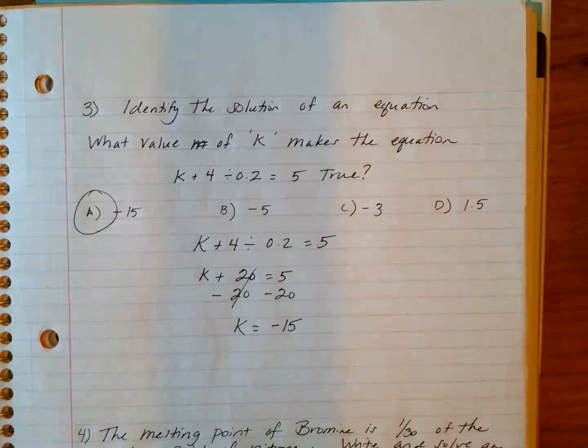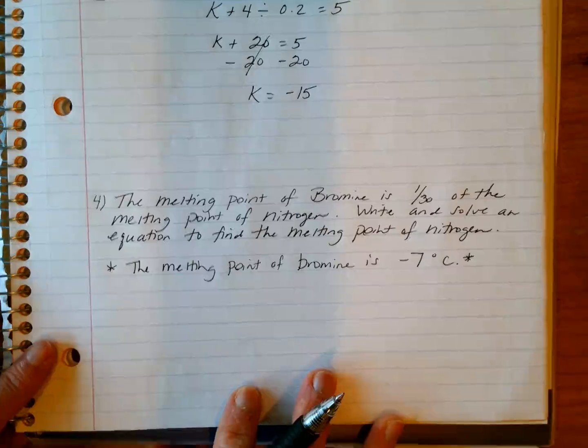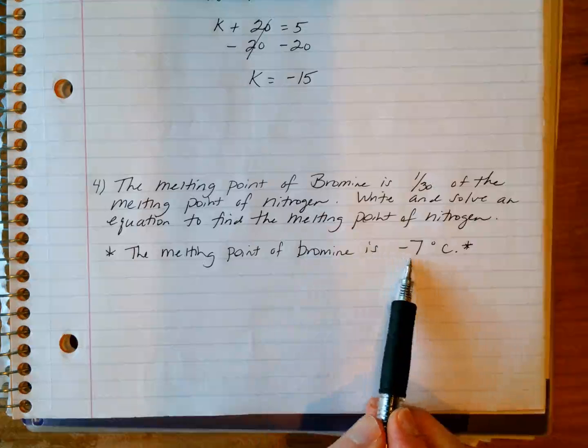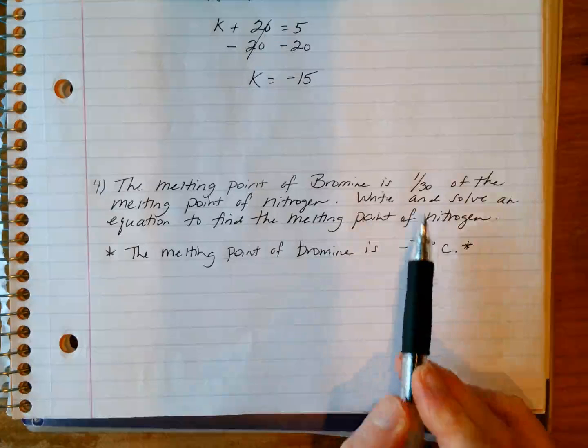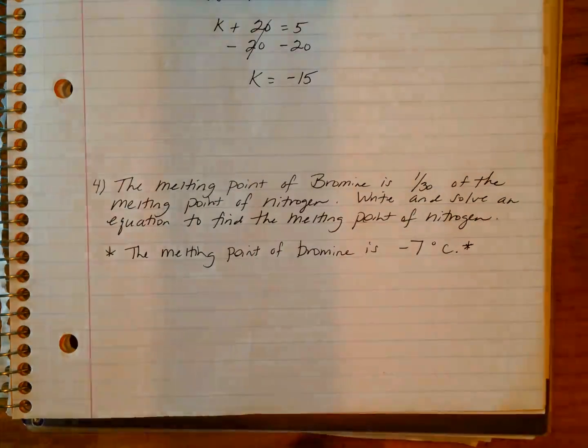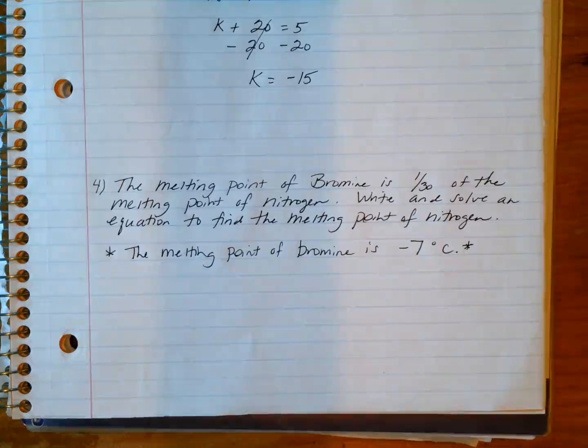When we take these and turn them into real-life applications, you might get something that looks like this one. The melting point of bromine, which here you can see is negative 7 degrees Celsius, is 1/30th of the melting point of nitrogen. We need to take this information and write and solve an equation to find the melting point of nitrogen. These are a little bit trickier, but if you take them slowly and identify the vocabulary words within the problem and associate them to numbers and symbols that we know for math and what they mean, it becomes a far less tricky problem.